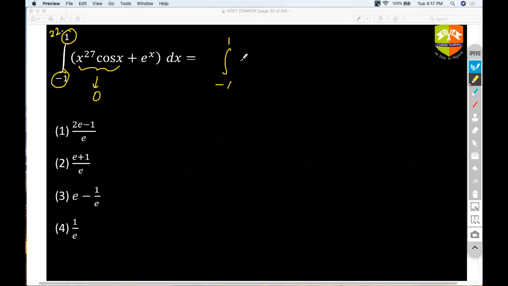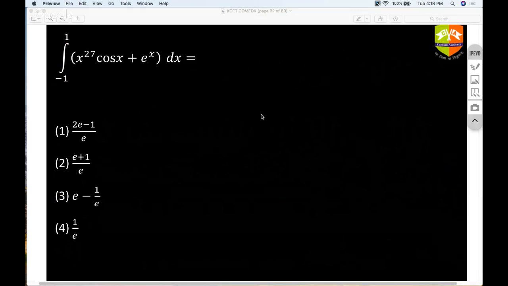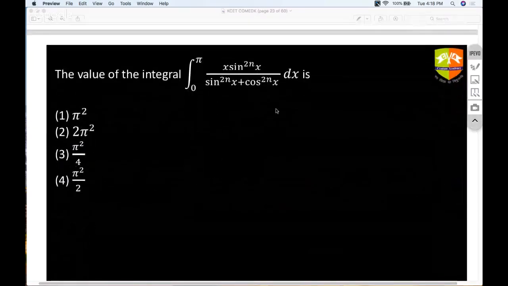So it just converts to this, which is e to the power x itself from -1 to 1. So it's e minus e to the power -1, that is e minus 1 by e, which makes option number 3 the right option. Pretty simple question, guys. Do not waste time integrating x to the power 27 cos x from -1 to 1, because this answer is going to be 0 since it's an odd function. All right, so we'll move on to the 23rd one now.